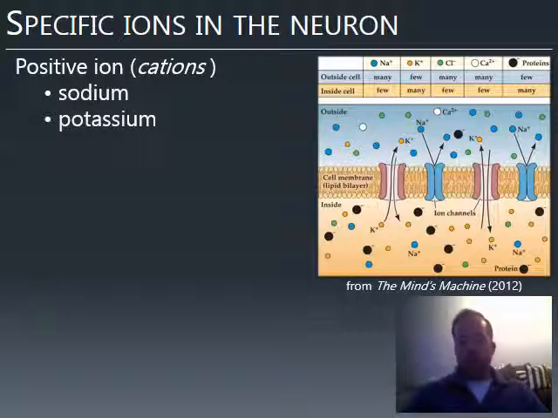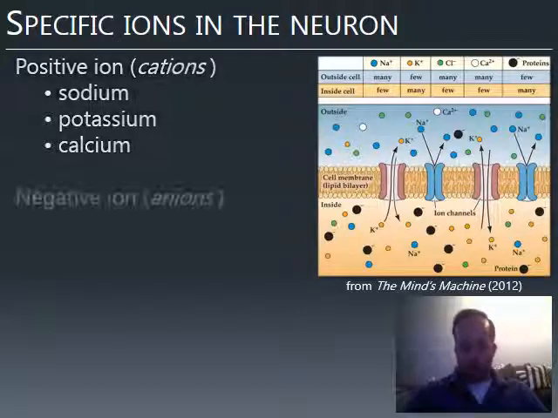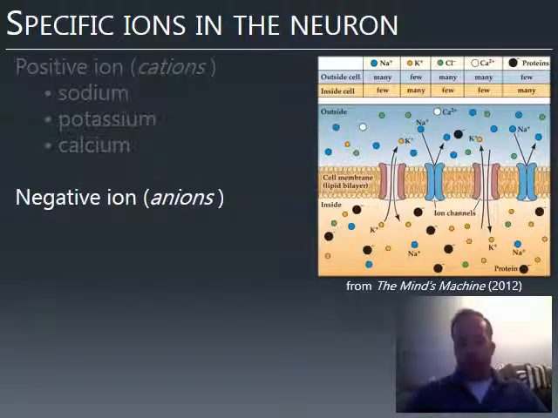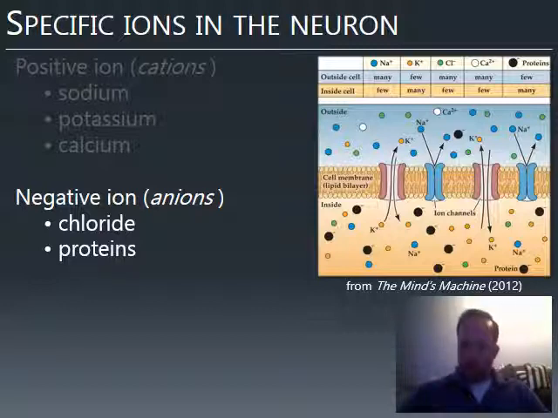As we said, outside the cell, sodium is very common. Inside the cell, potassium is very common. We also have things like calcium, which is not going to be very important today, but in the next lecture it will become more important. We also have negative ions, which are called anions. Again, not "anions," it's anions. These are things like chloride and proteins, which, again, are not important today, but next lecture they will be.